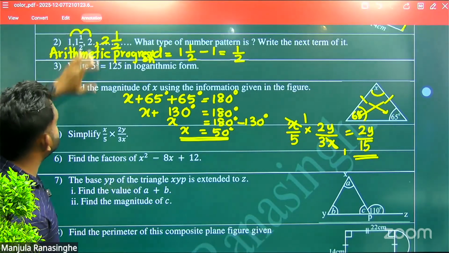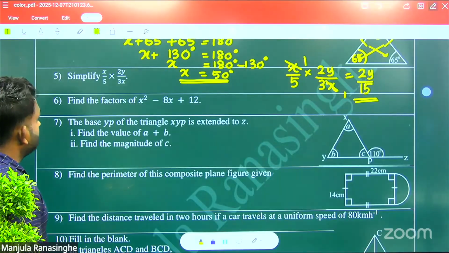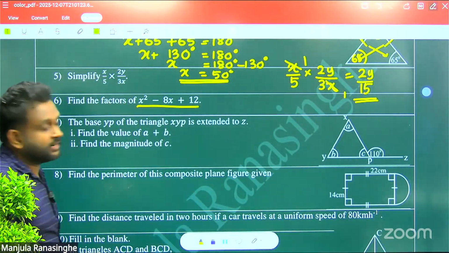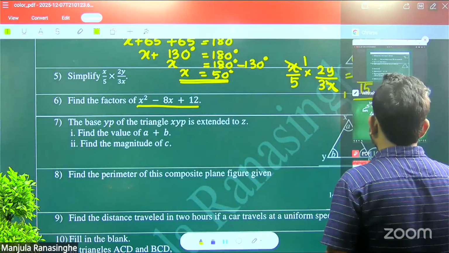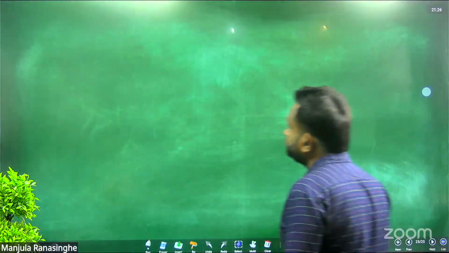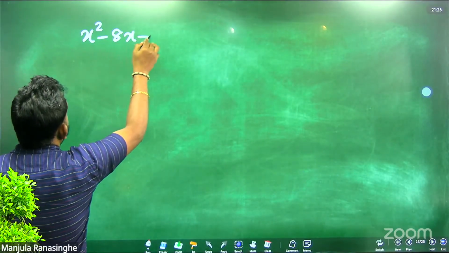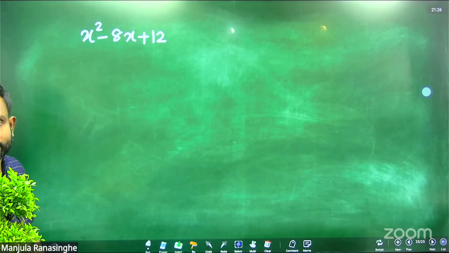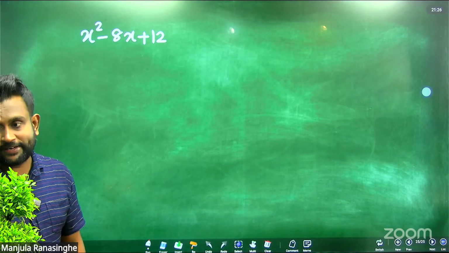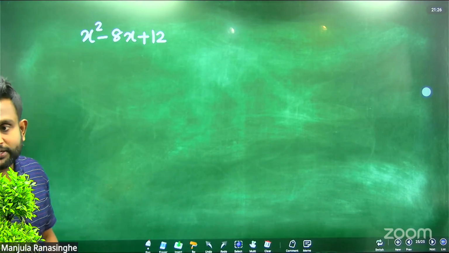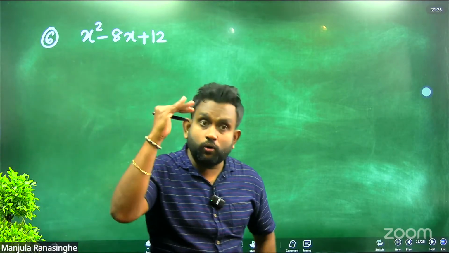Then question number 6. Find the factors of x squared minus 8x plus 12. They are asking to factorize. In factorizing, there are three steps you need to check. So what are the three steps over here? Three steps means this is the order in which you think.